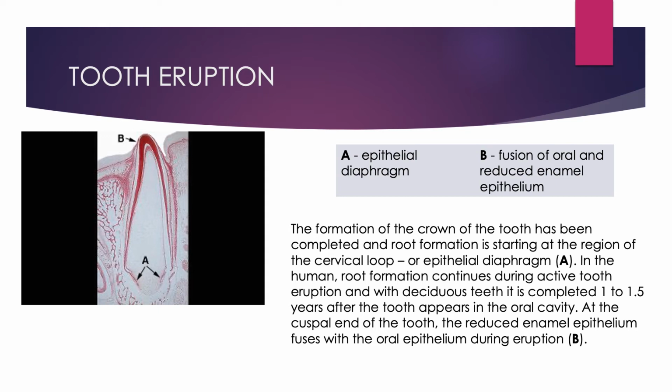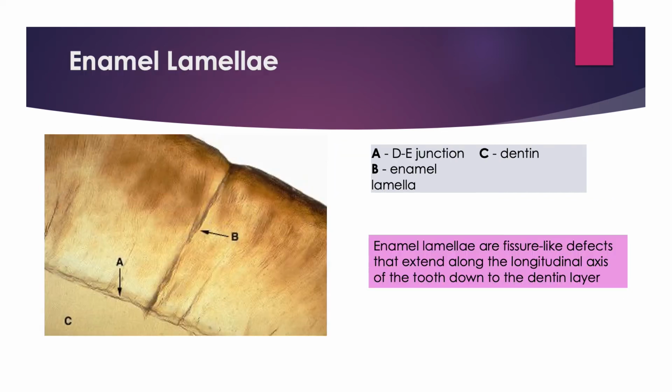This is a photomicrograph of an erupting tooth. The formation of the crown of the tooth has been completed, and root formation is starting at the region of the cervical loop or epithelial diaphragm. In the human, root formation continues during active tooth eruption with deciduous teeth. It is completed in 1 to 1.5 years after the tooth appears in the oral cavity. In permanent teeth, it takes about twice as long for root formation to be completed. At the cusp end of the tooth, the reduced enamel epithelium fuses with the oral epithelium during eruption.